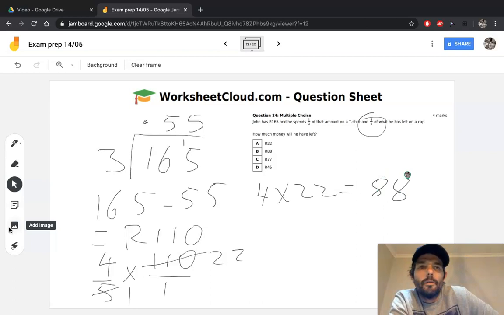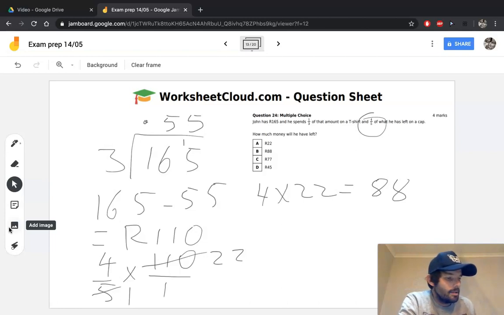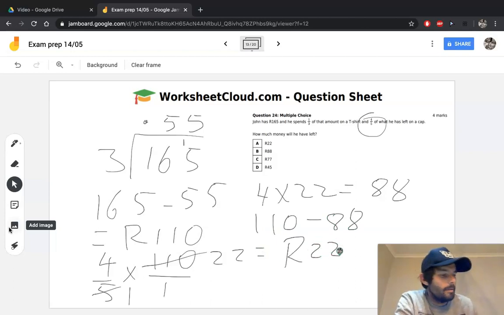Okay, so from the 110 Rand, the cap cost him 88 Rand. That means he has 110 minus 88 Rand left over, and that's going to give you 22 Rand. Okay, and that will be option A.